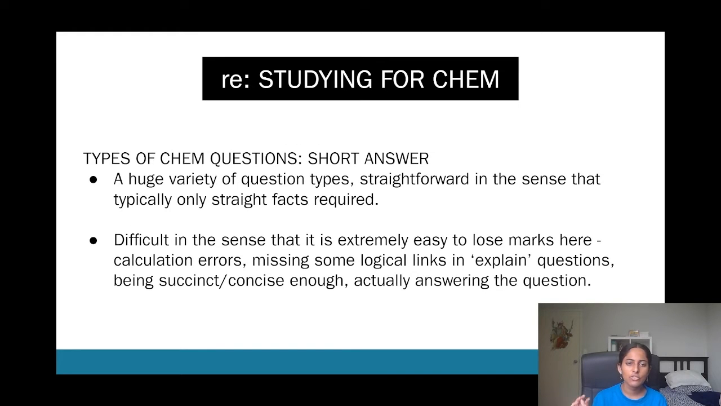In terms of short answer questions, I feel like you just need to be straightforward. Ensure that you're defining key terms, including equations, and ensure that you have links between your answers, as in you link one concept to the other, because without that, you would be losing marks. So you just need to be succinct and concise and actually answer the question.